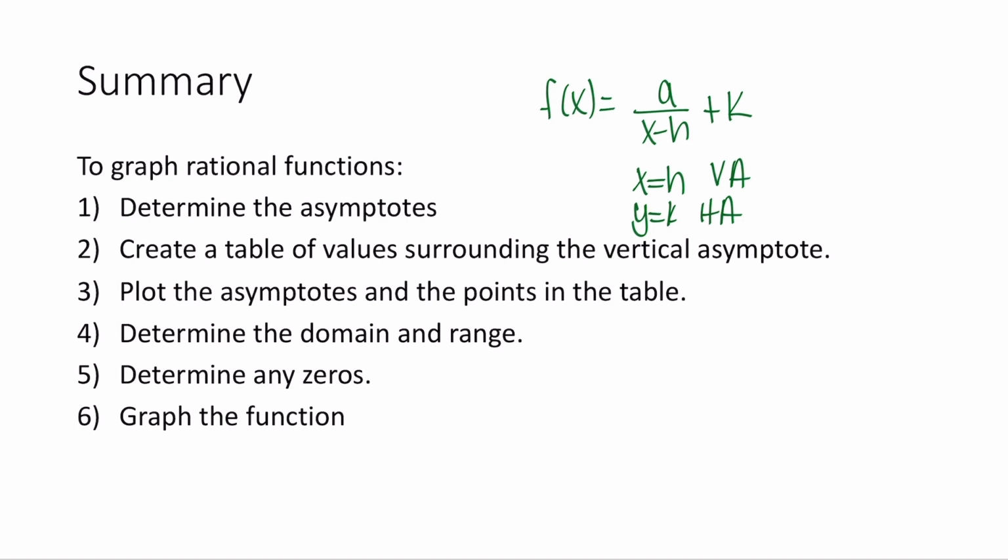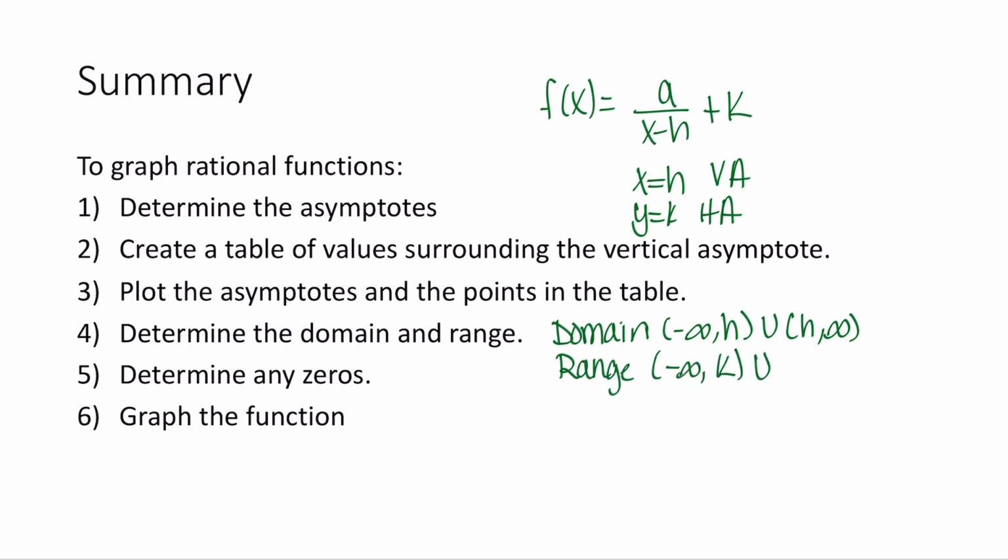Determine the domain and range. Remember, domain is going to go from negative infinity to h, and then h to positive infinity. Range is going to go from negative infinity to k, and then k to positive infinity. You're going to determine any zeros by setting the function equal to 0 and solving for x. Remember that all rational functions may not necessarily have zeros, and then you finally graph the function.